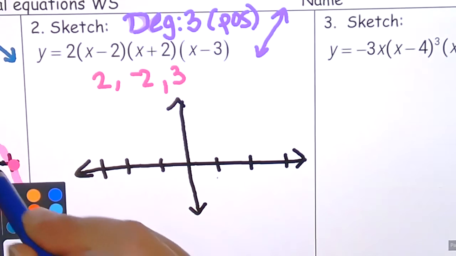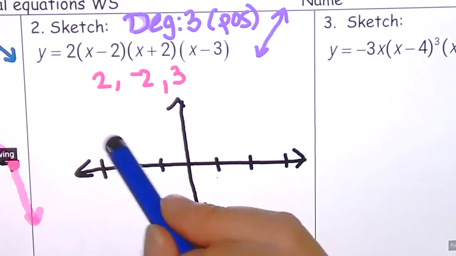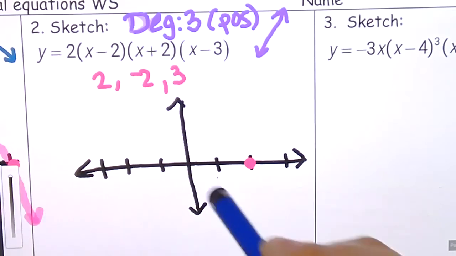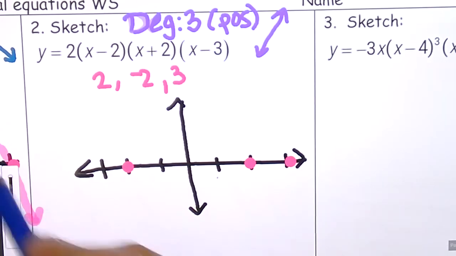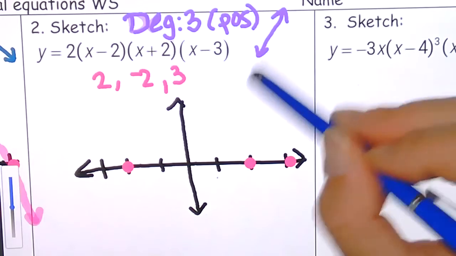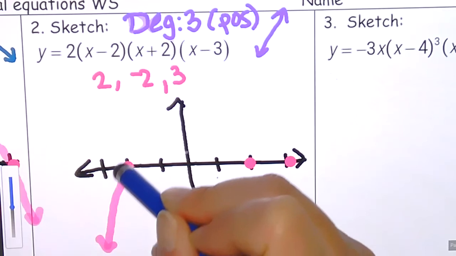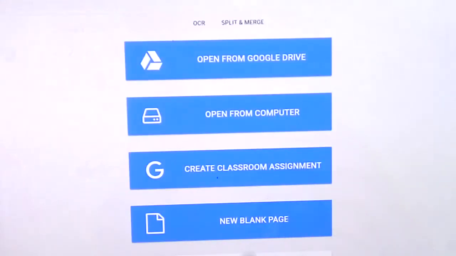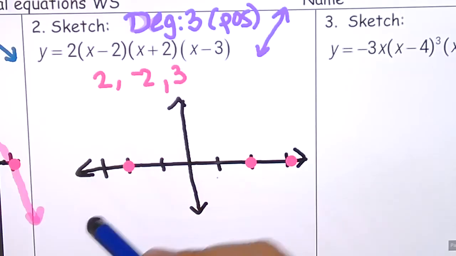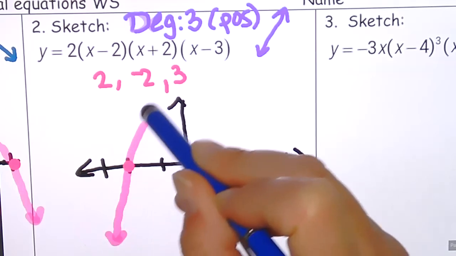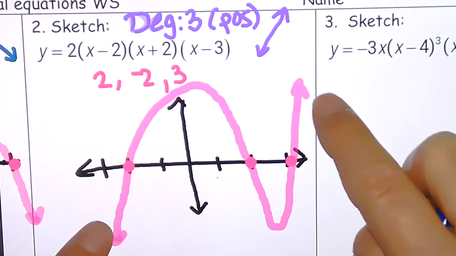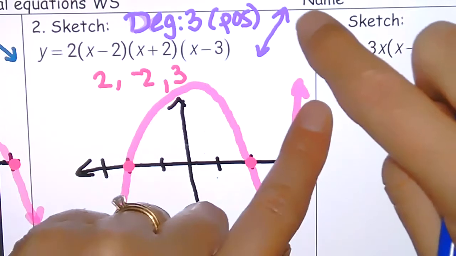Oh, I have to plot my points first, sorry. So I have a point at 2, at negative 2, and at 3. All of these are singles. So now I am going to draw my lines through. Again, it is a positive odd, so it should start like a line. It's going to start below and come through, through, through, because these are all singles. And there you go. I notice it starts and stops in opposite directions. It starts below just like this one, and ends above just like this one.